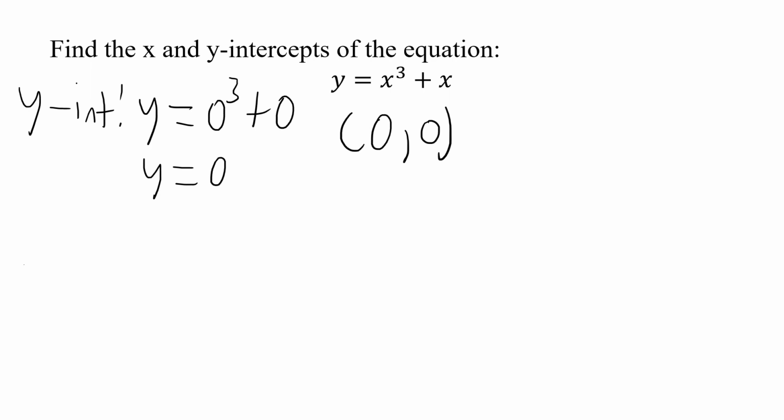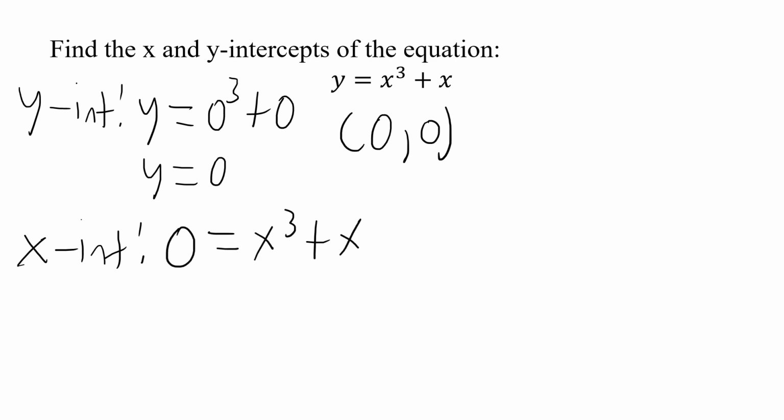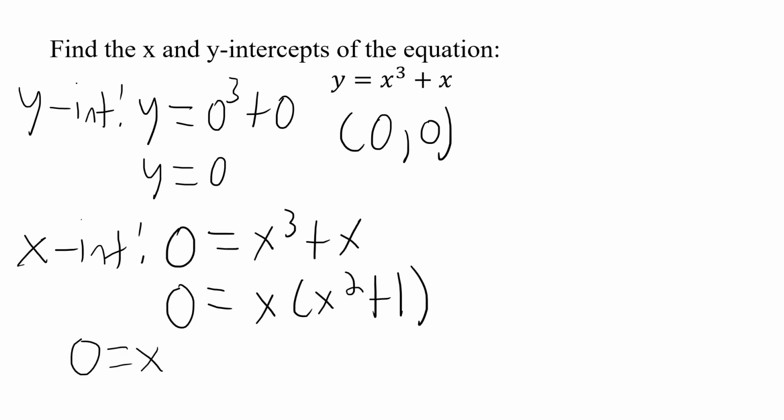Now let's look at our x-intercept. For our x-intercept, again, we make y 0. So 0 equals x cubed plus x. Looking at x cubed plus x, do they have anything in common? Well, they both have an x, so let's go ahead and factor out an x. What happens when we factor out an x is we get x times (x squared plus 1). So let's split this up. We have 0 equals x, and we have 0 equals x squared plus 1.